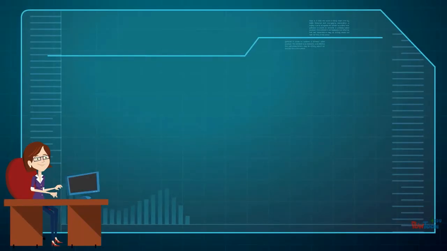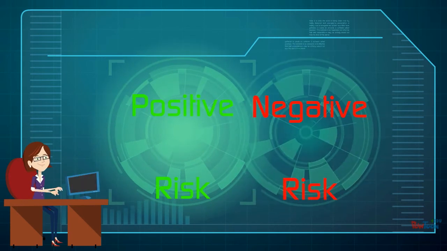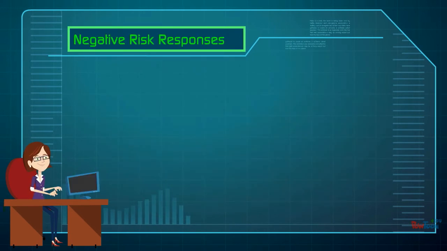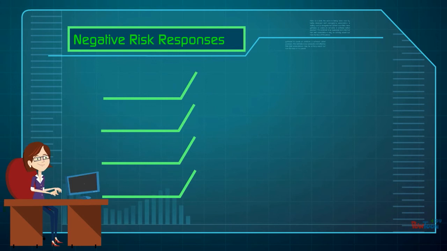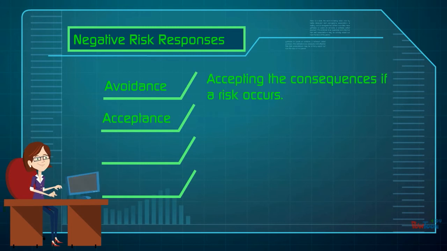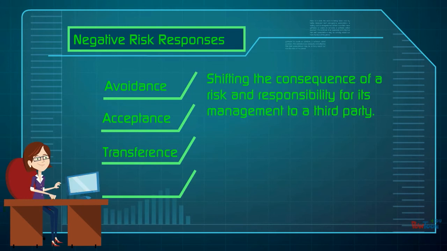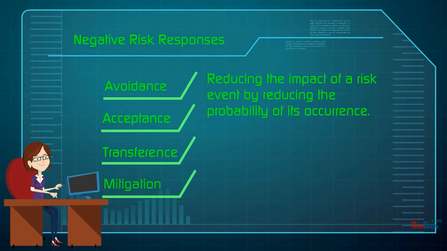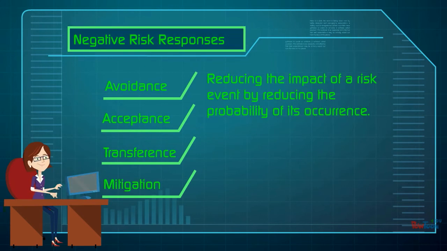You need to plan what it is you're going to do with all of those risks you've identified and analyzed. So you've got two types of risks, your positive risks and your negative risks. They should be handled differently. First, let's look at what you do with your negative risks. With negative risks, you have 4 basic response strategies. You can avoid the risk altogether if you can eliminate the causes of that risk. You can choose to simply accept the consequences of the risk if it occurs. You can transfer the risk to another party, like with insurance or warranties, or you can mitigate your risk by reducing the probability of it happening.